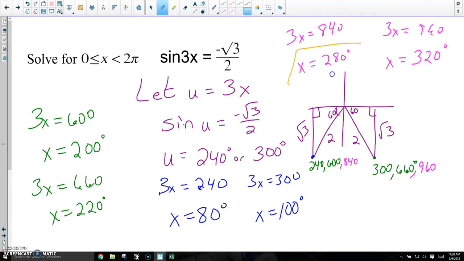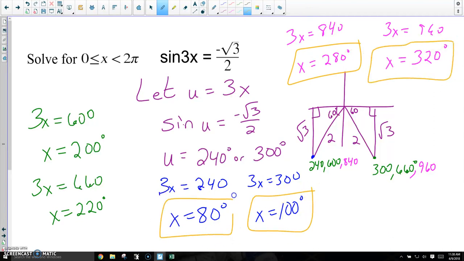So my answers are these degree measurements. Technically, since the answer says in radians, I'd have to multiply each one of those by pi over 180. I'm just not going to do that here in our notes.